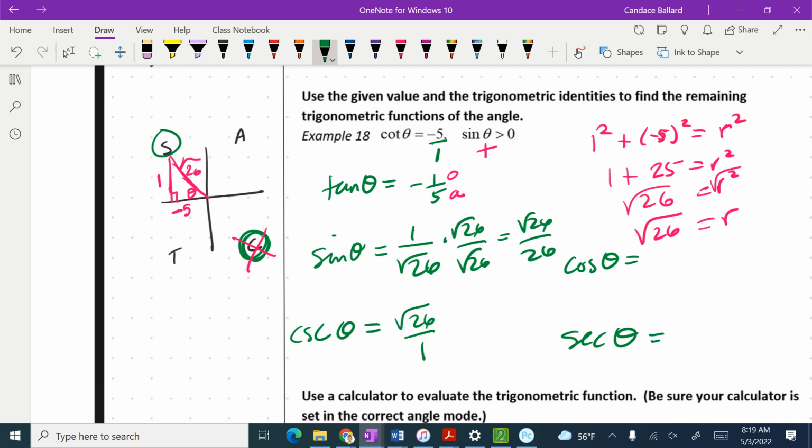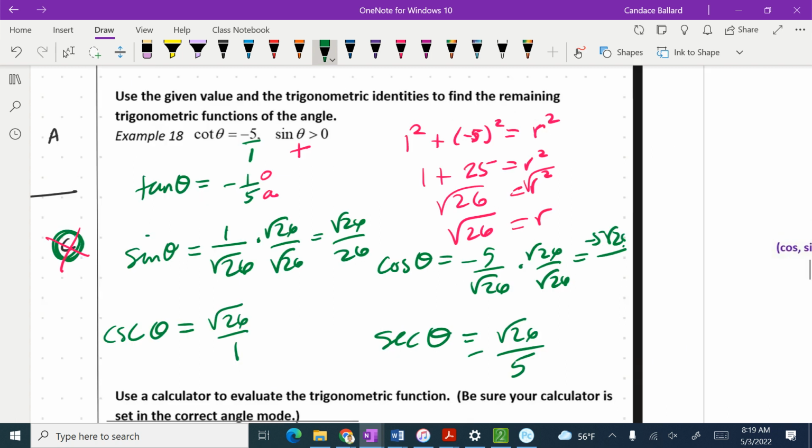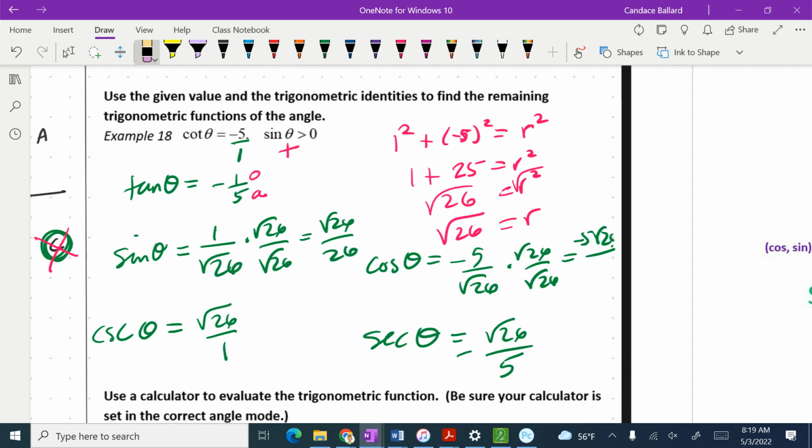Very good. All right. What about the cosine before any rationalizing? Yeah, before you rationalize, what do we get? Good. I would go ahead and flip it for secant. Doesn't matter where the negative goes. And then rationalize. So negative 5 square root of 26 over 26. Okay.